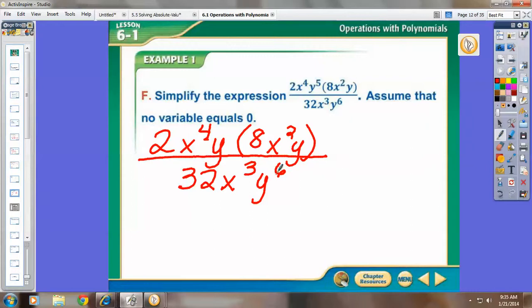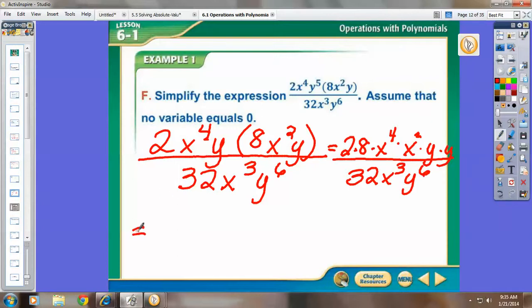No. And really, when you're doing these, the only thing you're doing with an exponent is to distribute. Sometimes you're multiplying, but there's nothing here. Is there multiplication that we can simplify? Yes, the numerator has lots of multiplication going on. We can rewrite this as 2 times 8 times x to the 4th times x squared times y. The denominator is going to stay as it is, 32x cubed y to the 6th.